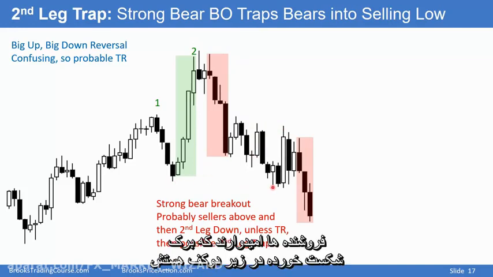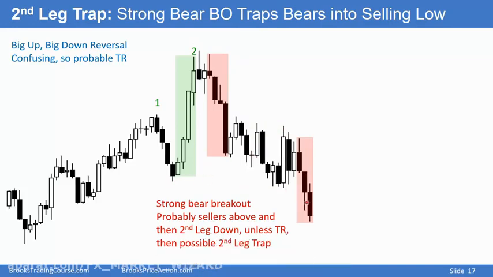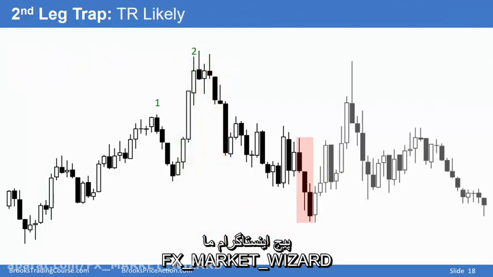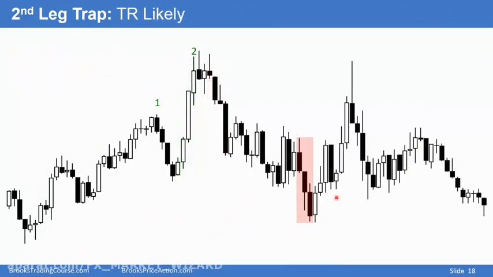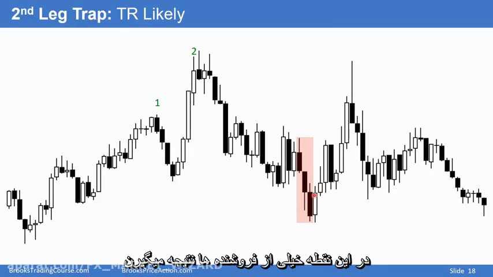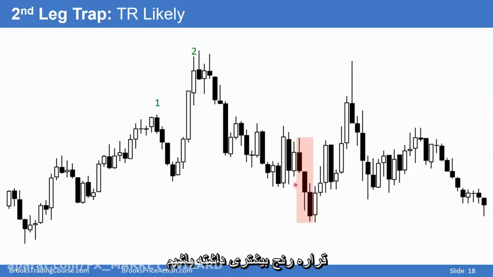The bears hope it's a failed breakout below a double bottom, but look to the left. We still might be in a trading range. And look at the follow through after the breakout and then the reversal up at a second bar. At this point, a lot of the bears would be concluding that it's a second leg trap and that we're going to have more trading range price action to the right, which we did.